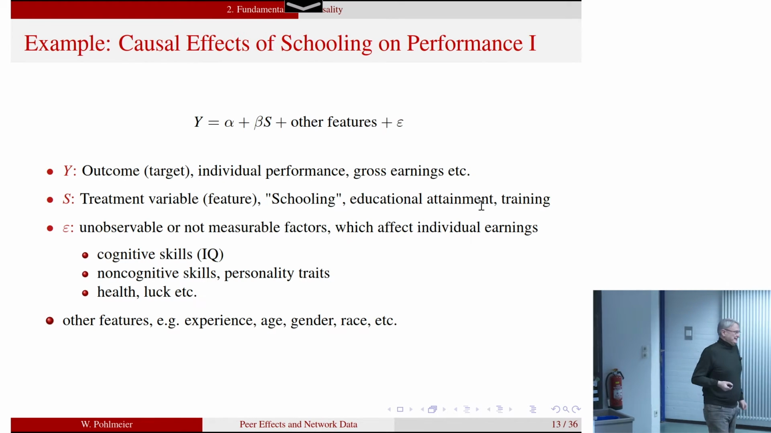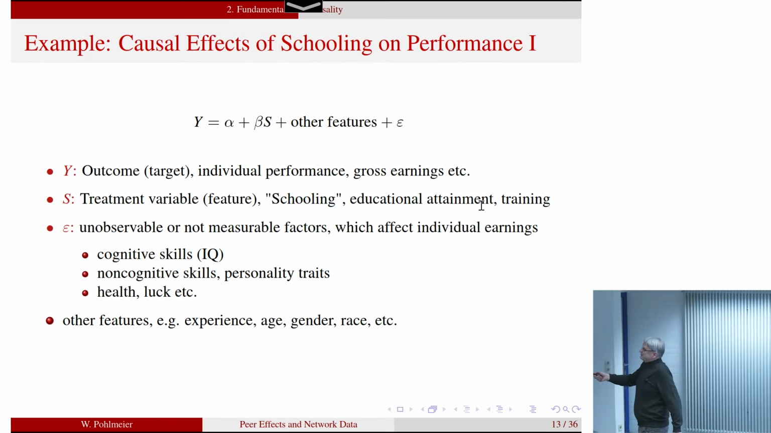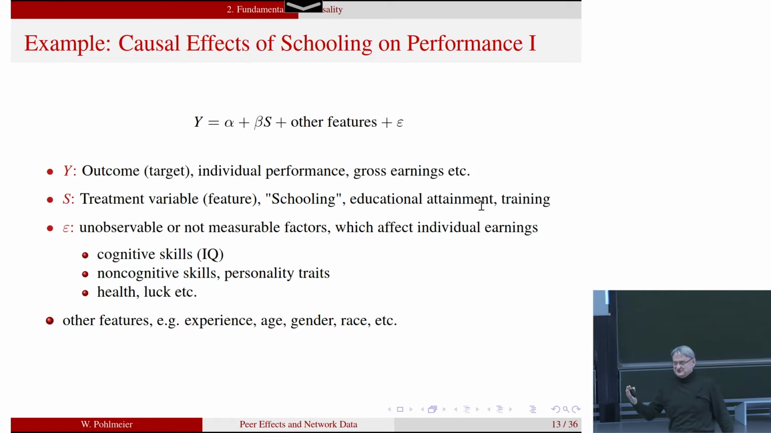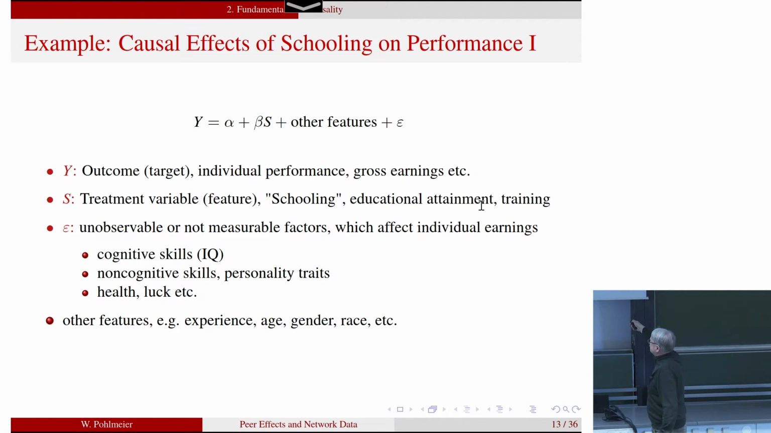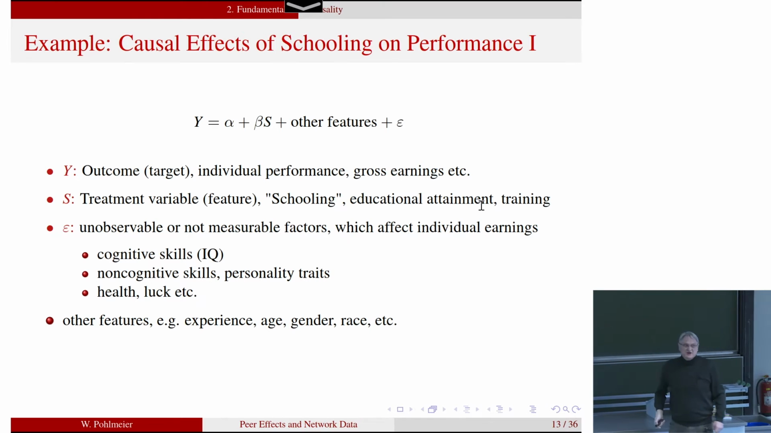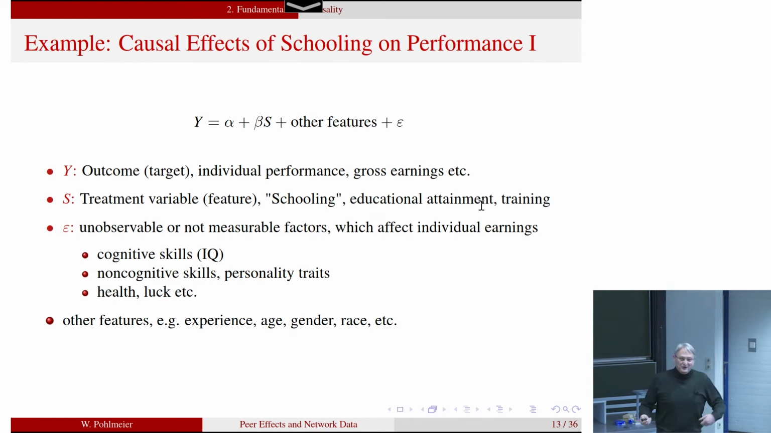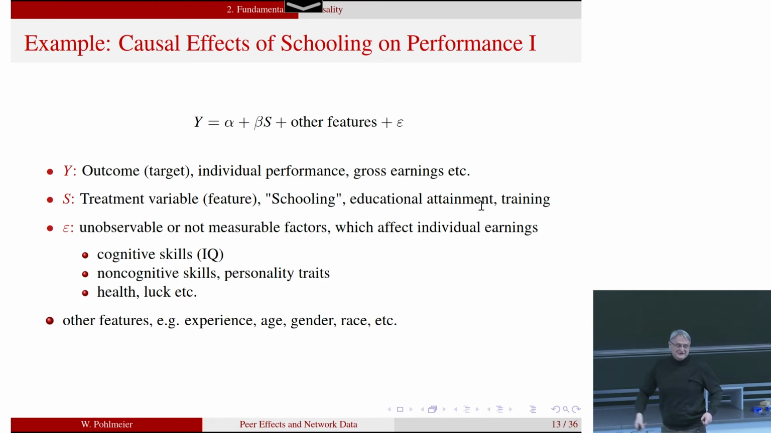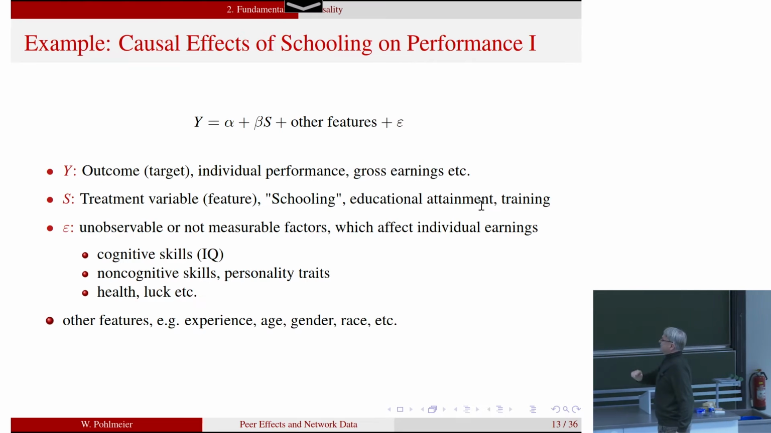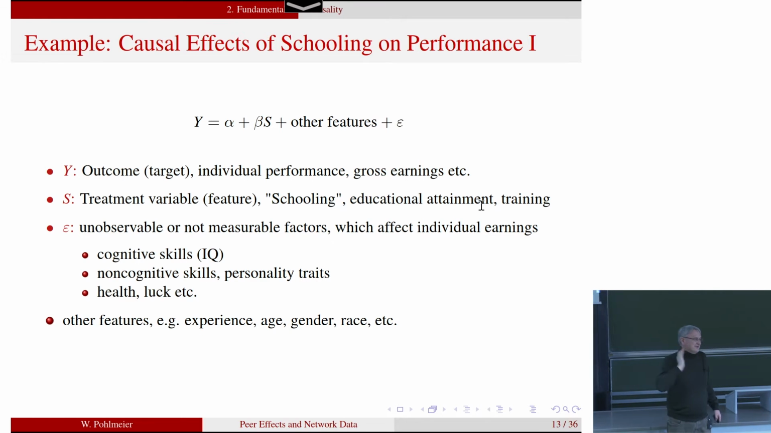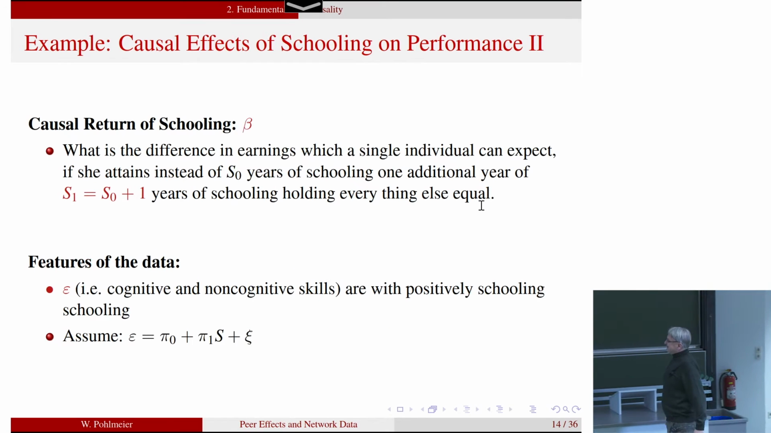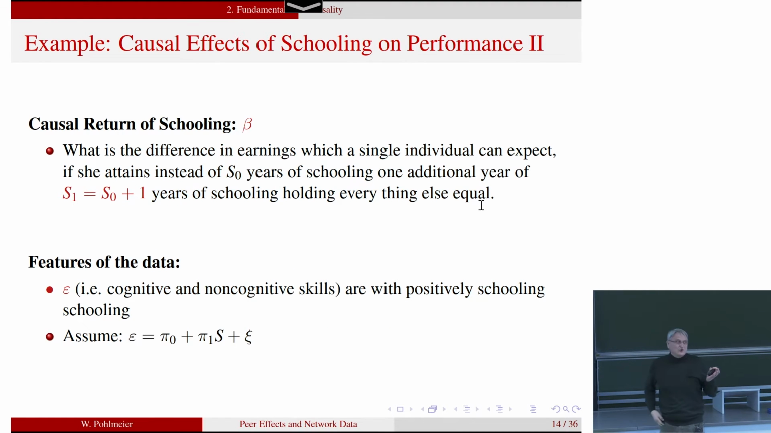Now we have a heterogeneity problem. And the heterogeneity problem is S is correlated with epsilon. So your educational attainment is correlated with everything which is in the epsilon, say non-cognitive skills, cognitive skills, health, and so forth. People with higher schooling also have, hopefully, higher cognitive skills. So if you just do a regression of Y on S and these other features, you won't get the parameter beta. You will get something different. But beta is the causal effect.